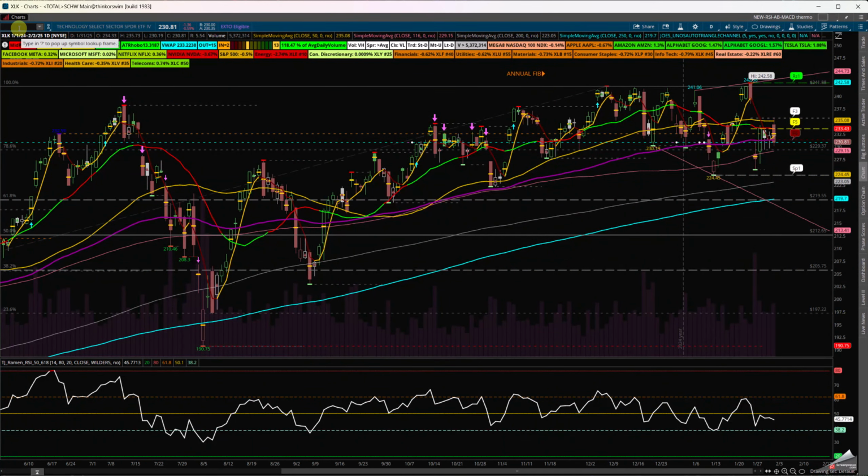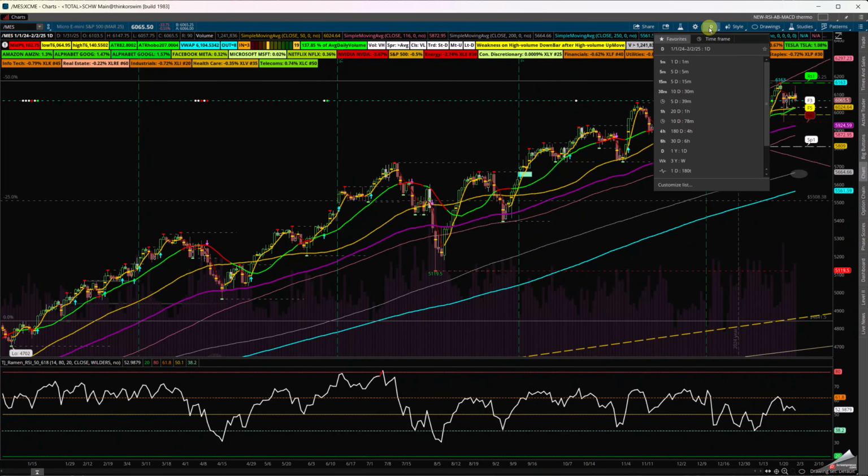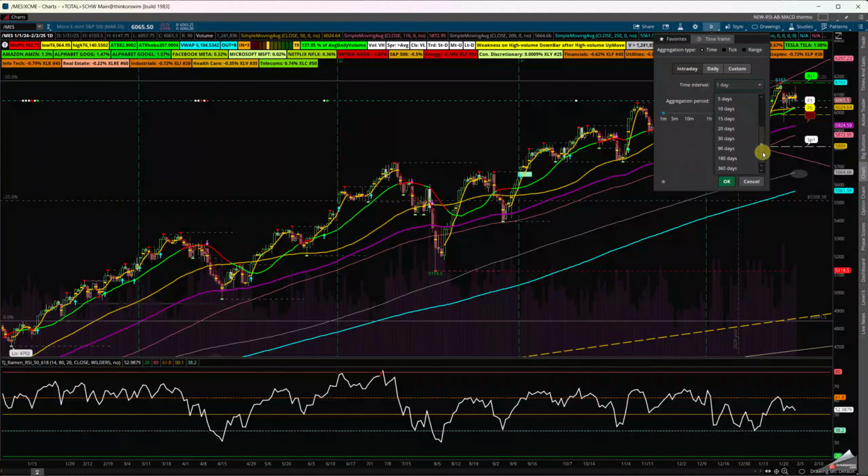Let's look at micro ES. I want to use the micro ES to show you how to do the measured move. This is on an annual basis. So what we're going to do in an intraday, we're going to go to the daily, go to time frame, go to intraday. We're going to use 20 or 30 days. It doesn't matter which way you use it. You can use an hour, 4 hour if you have a big screen.